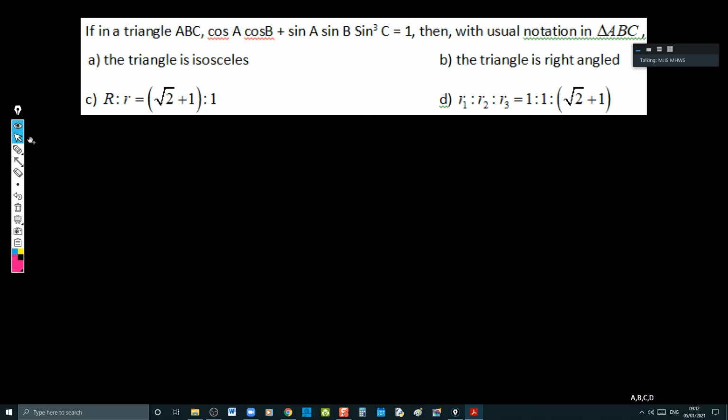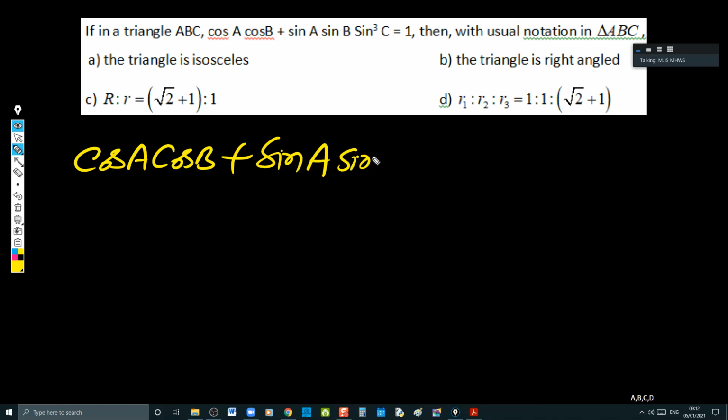Now, this is also a conceptual problem. It's not a big problem to be solved, but only the technique lying in this. With all the ranges and domains of the trigonometric functions, cos A cos B plus sin A sin B into sin cube C is equal to 1.